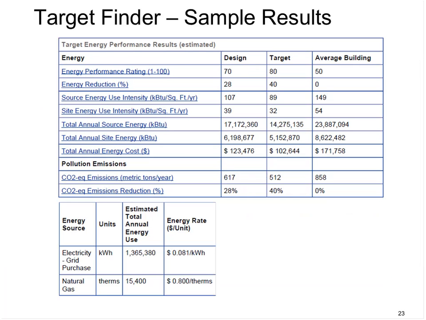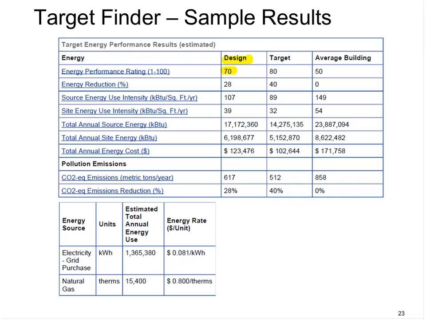With that, you can spit out the results. This is an example of the results that you get from Target Finder if you would have input those values that I just showed you. The design is your current scenario: your current square footage, your current operation, your current energy consumption. How does that look? And in this case, the facility got a score of 70. And that means that the facility is 70% better than the rest of the nation for that same type of occupancy and operation.